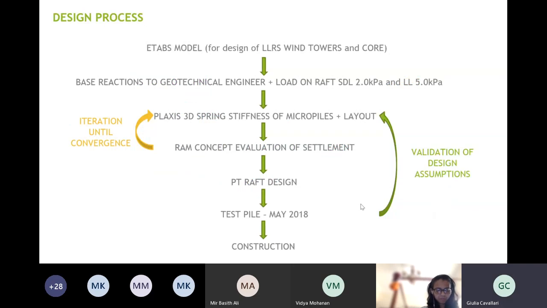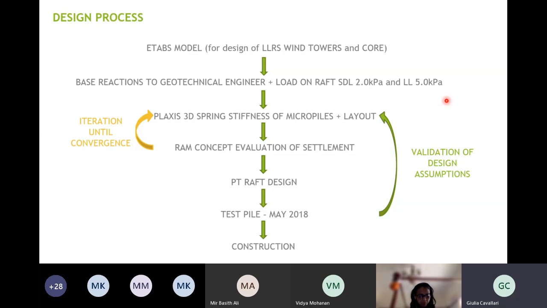The design process for this project started by building an ETABS model. With the ETABS model, we designed the wind towers and the cores. We passed the base reactions for the building to the geotechnical engineer, together with the load on the raft. The geotechnical engineers modeled the foundation, came up with a piling layout, and gave us a set of spring stiffness for the micropiles.